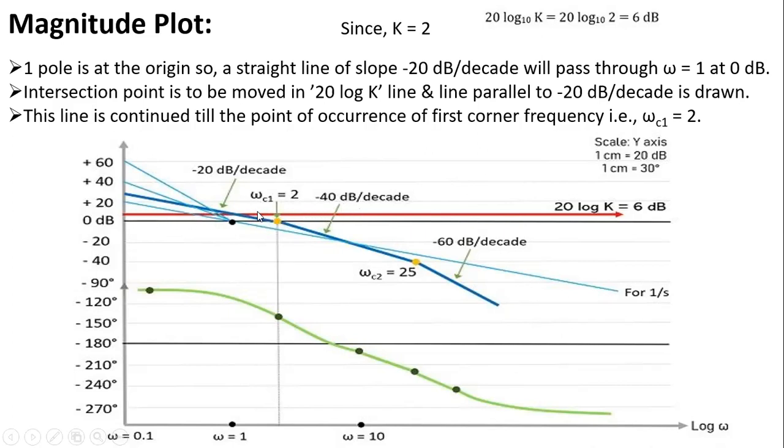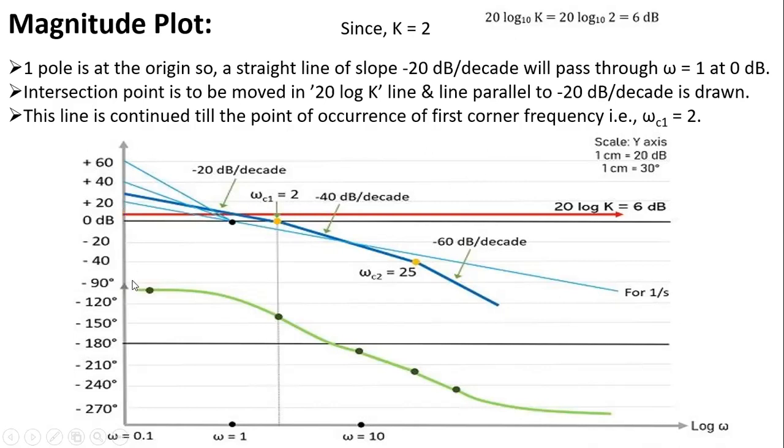Okay, so the intersection point is to be moved to the 20 log k line, and a line parallel to minus 20 decibels per decade is drawn. This line is continued till the point of occurrence of the first corner frequency, omega C1 is equal to 2. This is exactly minus 20 decibels per decade. The scale on the y-axis is 1 centimeter, from this to this, equal to 20 decibels.